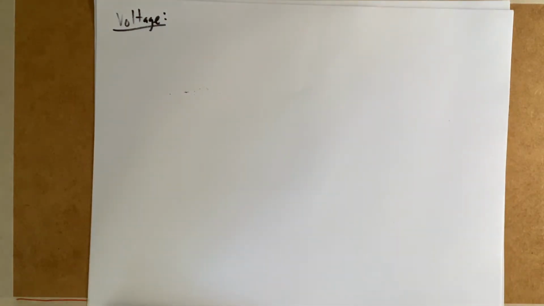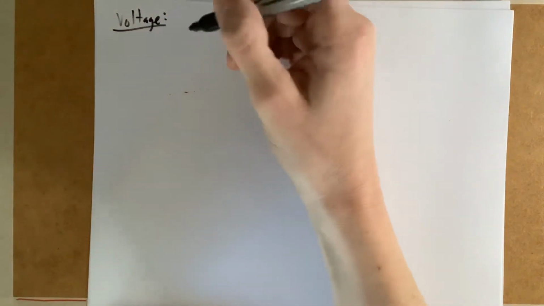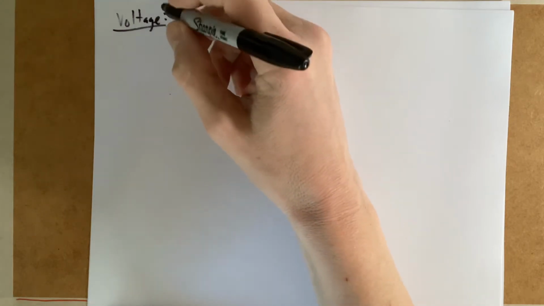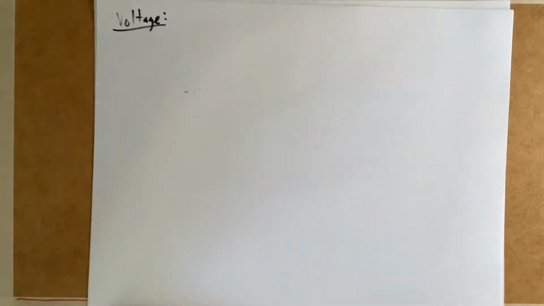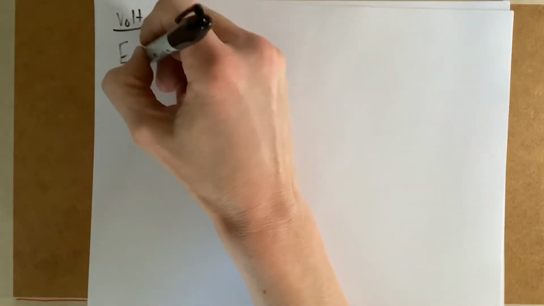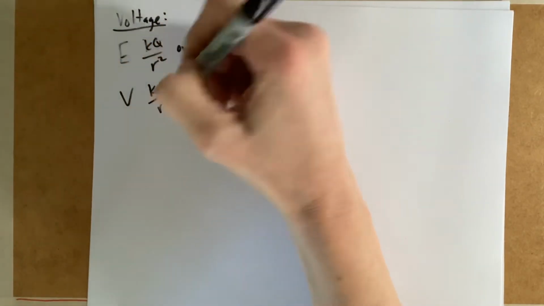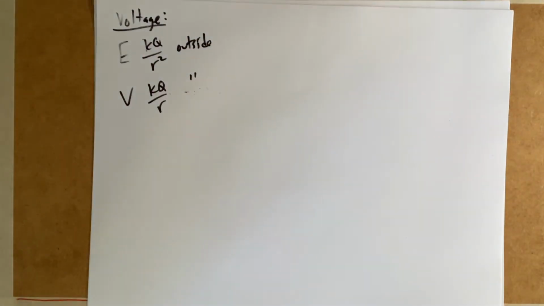All right, so voltage. Let's talk about voltage. First of all, I'm going to note that since the electric field outside is that of a point charge, the voltage will be too. So the electric field is kQ over r squared outside, and so the voltage will be kQ over r outside as well.